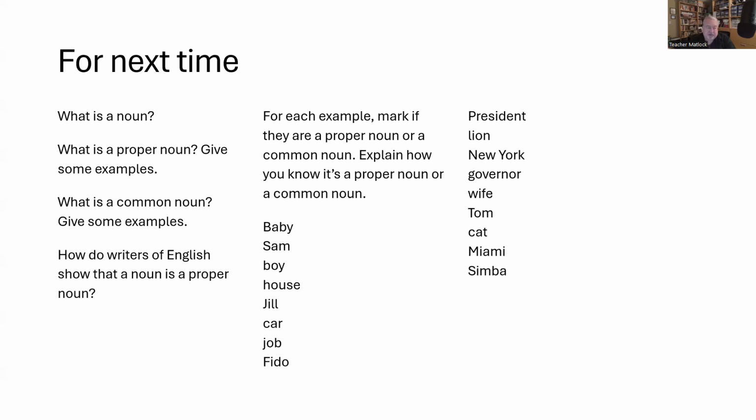What is a proper noun? Give me some examples. What is a common noun? Give me some examples. And then explain how writers of English show that a noun is a proper noun. After that, mark in this list of nouns whether they are a proper noun or a common noun. Explain how you know that it's a proper noun or a common noun.